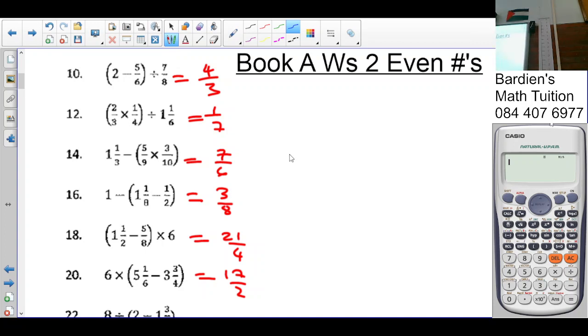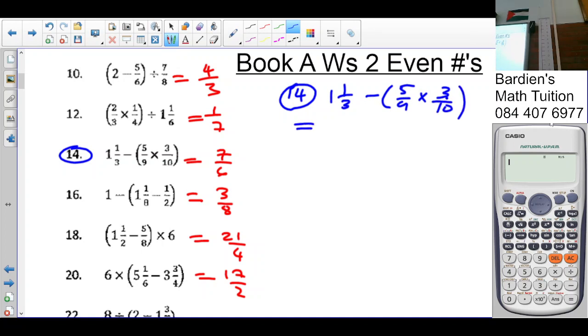You got one wrong. Which one did you get wrong? Number 14. Right. So you read for me what you got on number 14. Okay, so let's try and locate what the problem is. The sum was 1 over 3 minus 5 over 9 multiplied by 3 over 10. Right, go for it, Michael. You read for me your first line you have in your book.